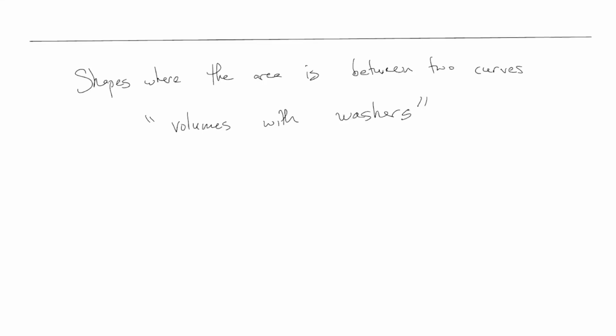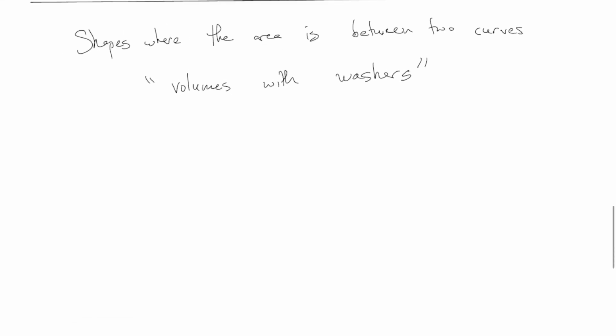Why is it called washers? Here's what I'm talking about. What I mean is something like, if I start with shapes where the area is between two curves. So here is a fairly easy one of this type. Let's look at y equals 2x and y equals x. Those are just two lines. And I want to go, just to keep it simple, from 0 across to 1.